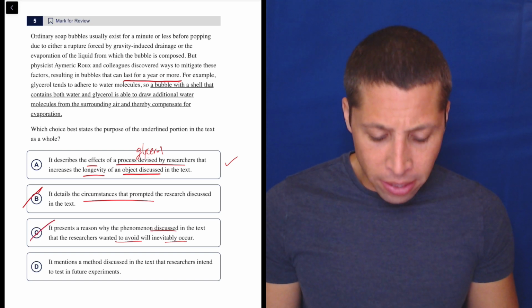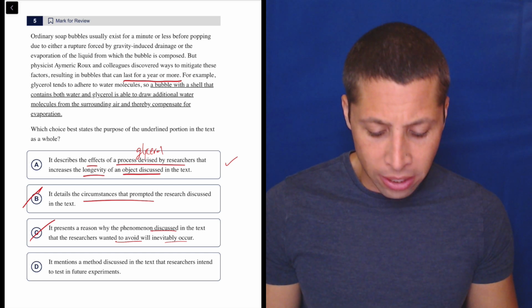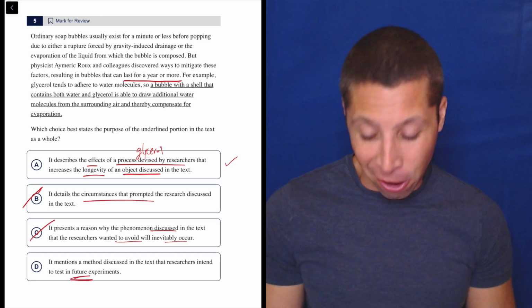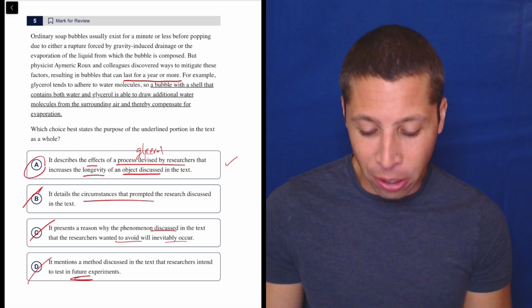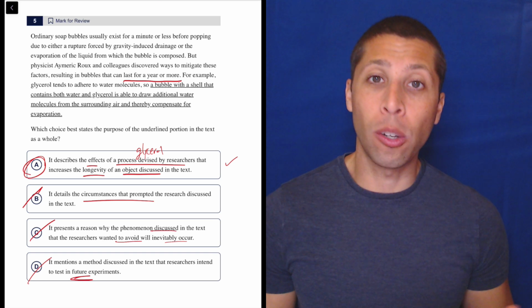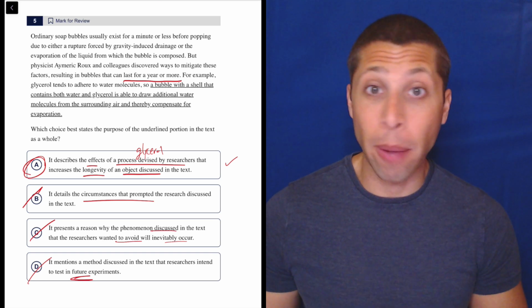D, it mentions a method discussed in the text that researchers intend to test in future experiments. No, they're doing it now. They're testing it now. The glycerol thing is happening now. They said that. So yes, A is the answer. Maybe that one just kind of clicks with you, but even still, we should go through the other answer choices and prove them wrong if we can.